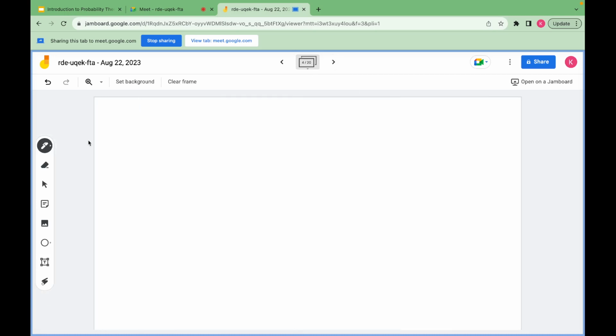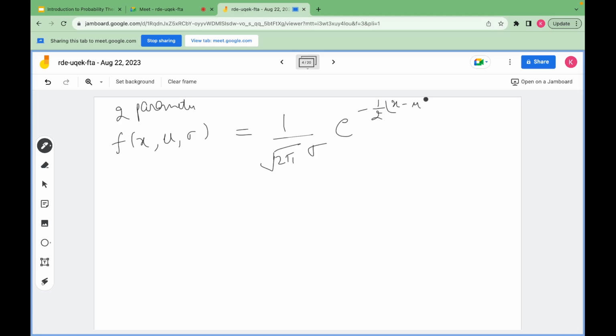Now let's suppose we have a two-parameter function. Suppose this f(x) is a normally distributed function, 1 by root 2 pi sigma e to the power minus 1 by 2... Okay. Now we will do the same thing. L is equal to L(mu, sigma) will become 1 upon root 2 pi sigma.